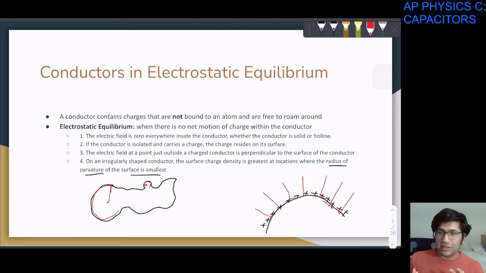So if this is our irregularly shaped conductor, then the surface charge density will be greatest in this area over here. This might come up as a multiple choice question, or it might be a part A on an open-ended question: where is the surface charge density the greatest? That's where you just look to see where the radius of curvature is the smallest.